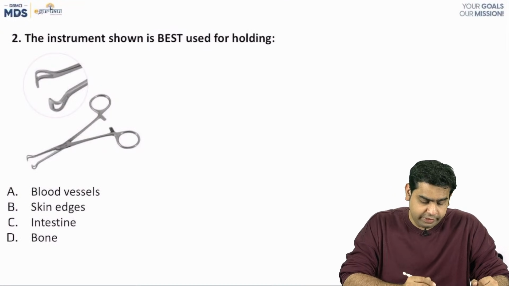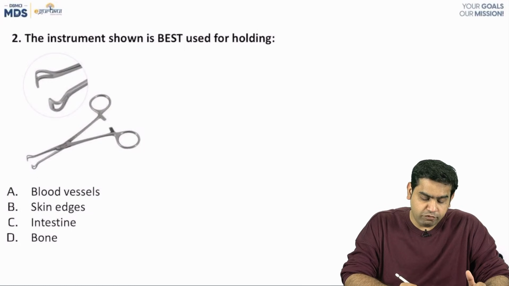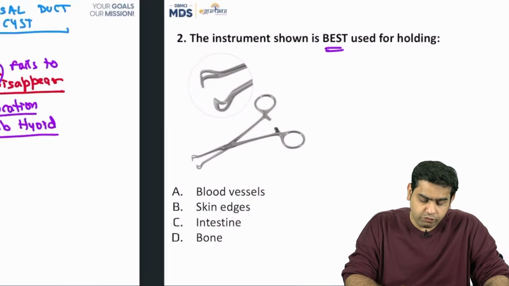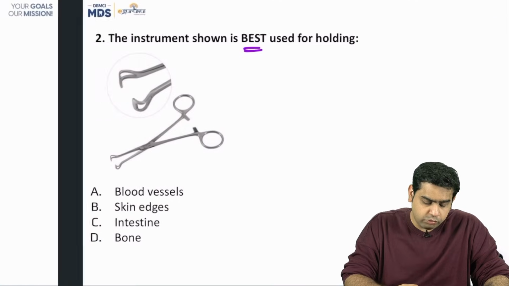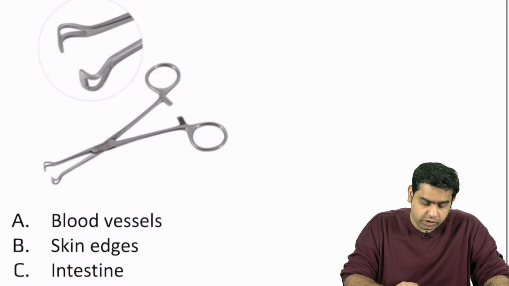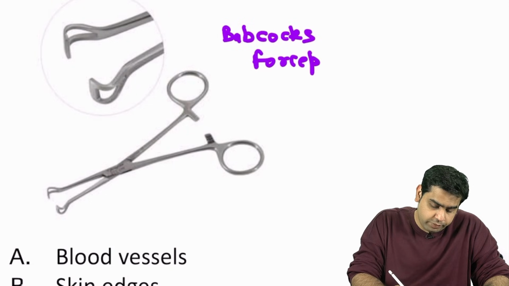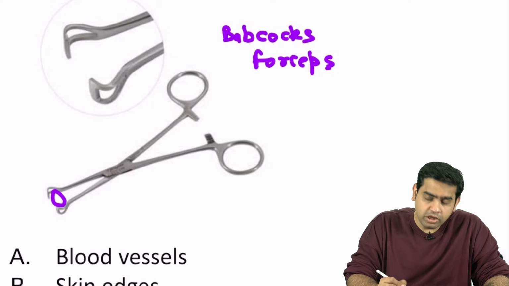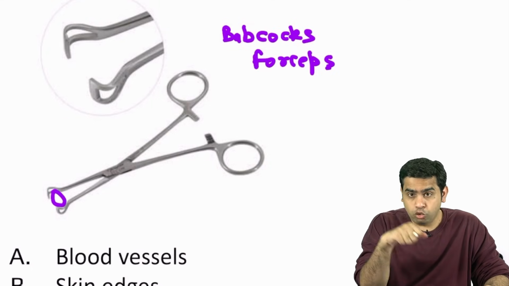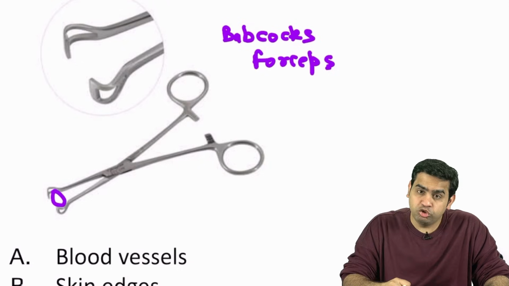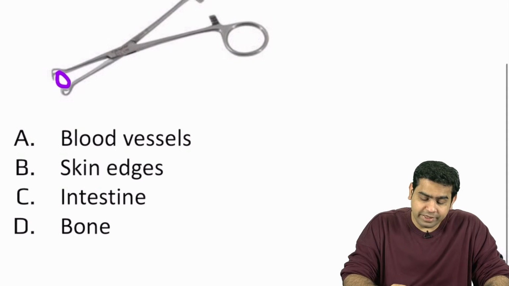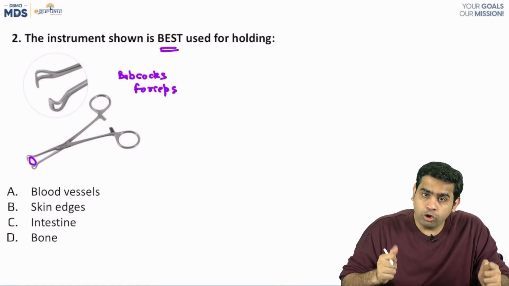Perfect. Right. Now, the instrument shown is best used for what? So, first of all, you need to appreciate what this is. This is a Babcock's forceps. Okay, are you able to appreciate this particular hollow thing below this? So this is basically used to hold or catch hold of any hollow structure. Okay, so any particular hollow structure can be caught with this.